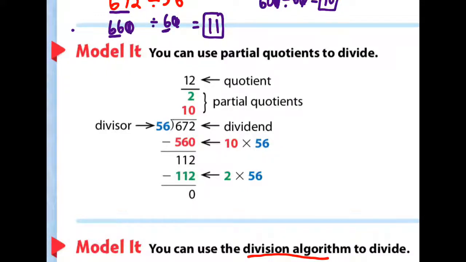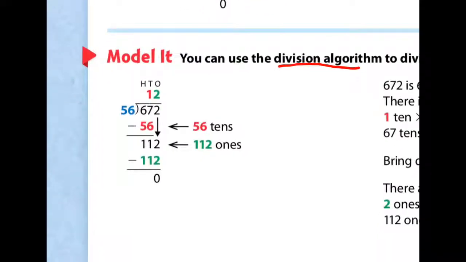And the 12 was the 2. 56 times 2 was 112. And we added the partial quotients to get the answer. Now here, when you said 56 went into 67 one time, this was actually 56 tens, okay? Now, this 112 minus 112, this is 112 ones, and you get 12 as your quotient.